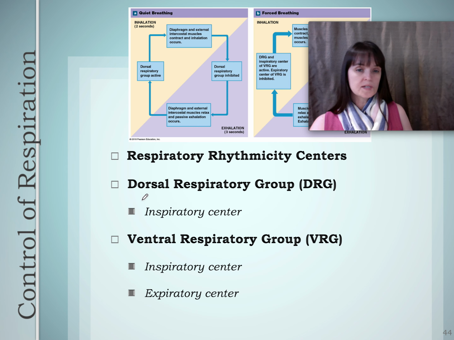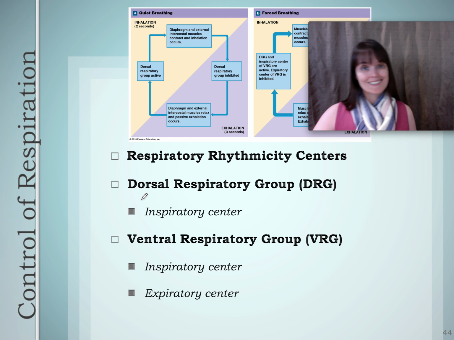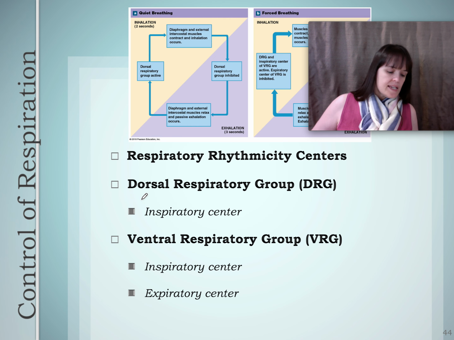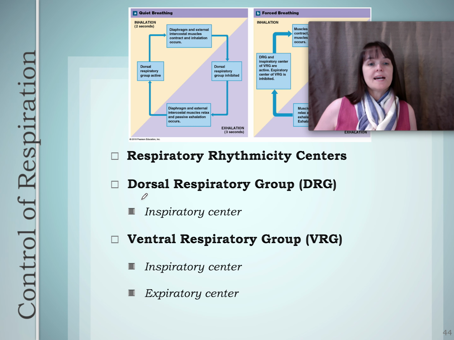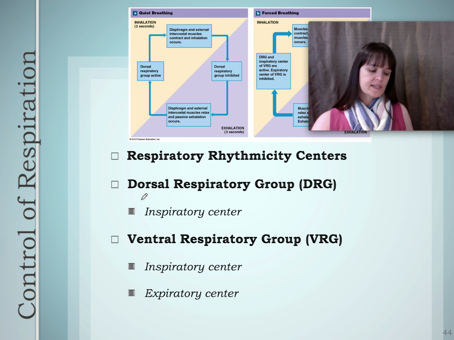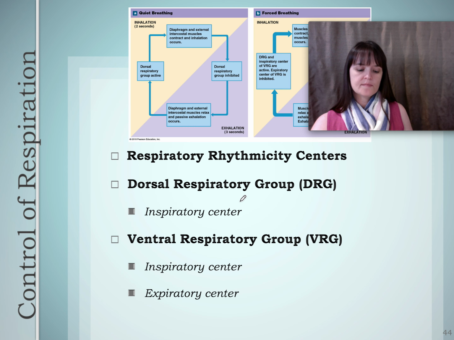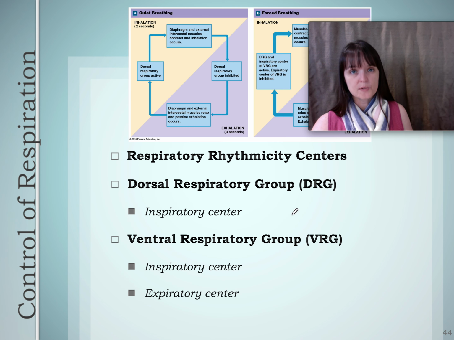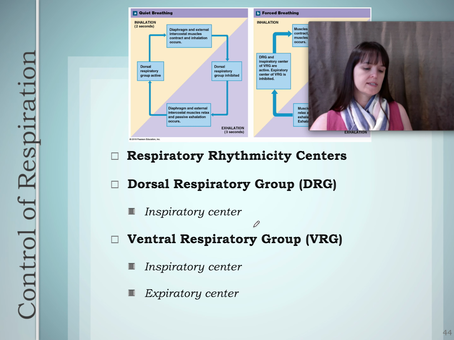The dorsal respiratory group is the one in the back, dorsal. It's the inspiratory center, so it is active with each inhale. It activates your diaphragm and your external intercostals. The dorsal respiratory group controls your primary muscles of respiration, so if you damage it, it's hard to breathe.